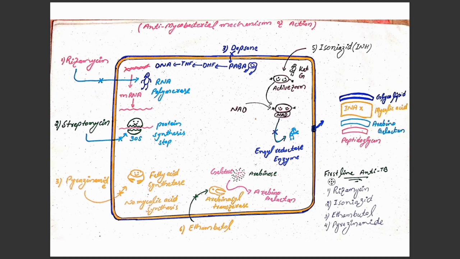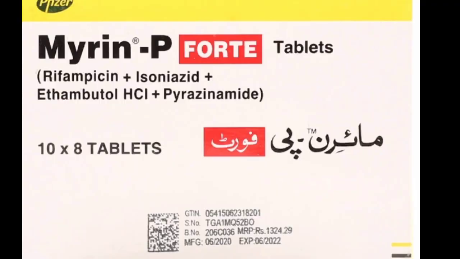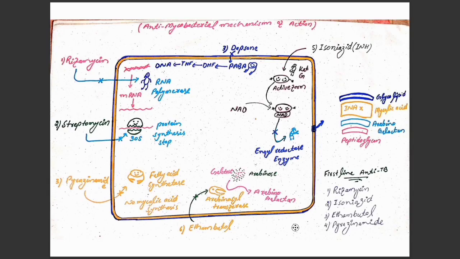These are the first line anti-TB drugs. The first one is rifampicin, isoniazid, ethambutol, and pyrazinamide, and the brand name of this combination is called Myrin P. This was all about the antimycobacterial mechanism of action.